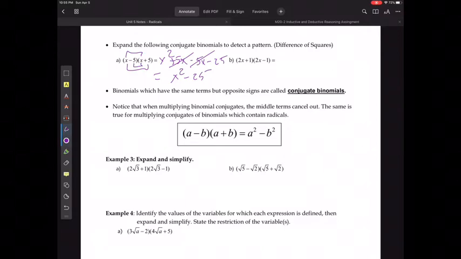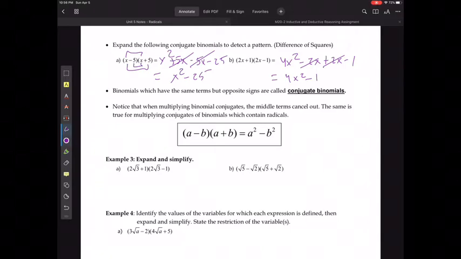In the second case, if I have 2x times 2x, I have 4x squared. 2x times negative 1 is going to give me negative 2x. 1 times 2x is going to give me positive 2x. And 1 times negative 1 is going to give me negative 1. Middle terms are going to cancel each other out, and I get 4x squared minus 1.